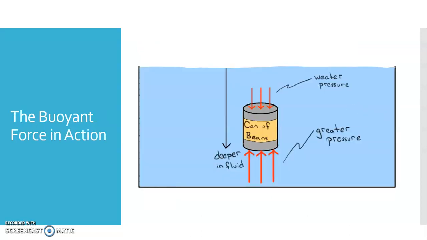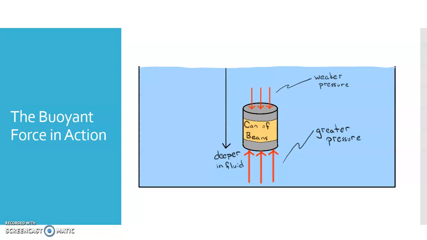So here you can see someone dropped a can of beans in the water, and you can see that there's more force pushing up on the bottom of the can because the bottom is deeper in the water than the top of the can. So that creates a buoyant force, right? Pushing up on the can.